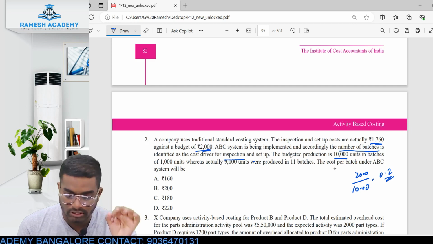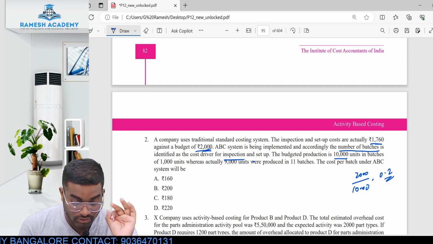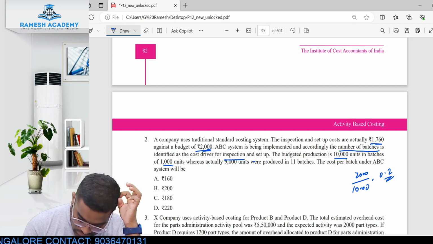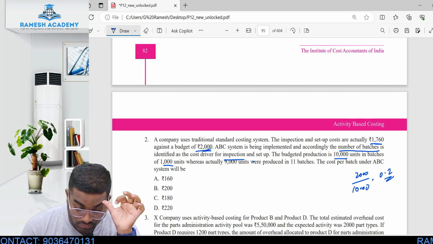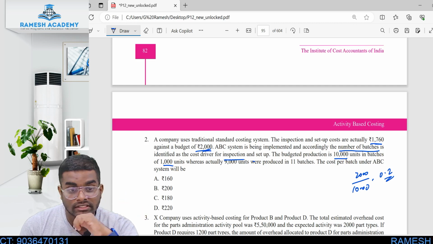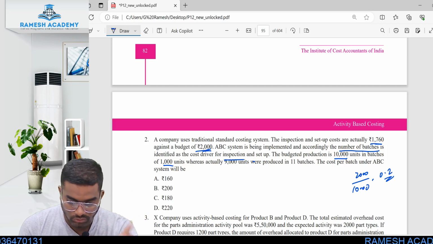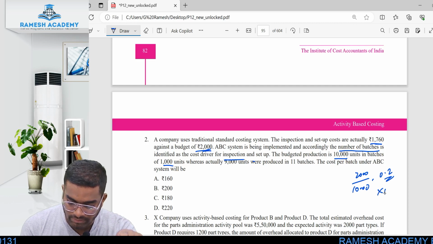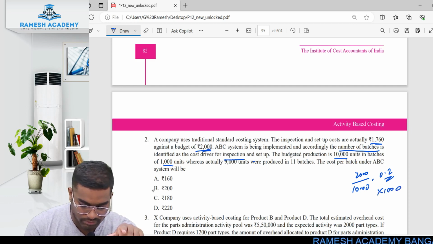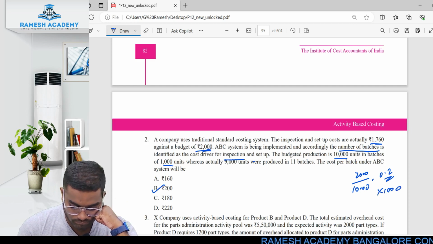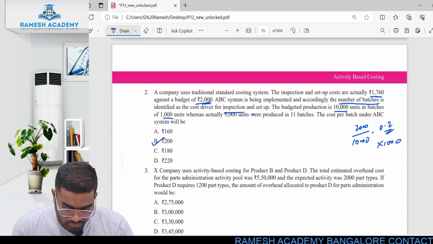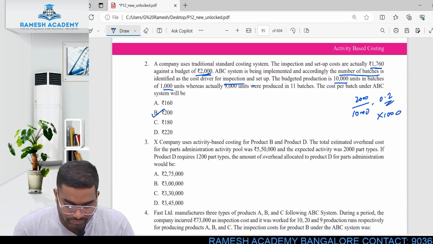The budgeted production is 10,000 in batches of 1000 units, whereas actually 9,000 were produced. The cost per batch under ABC would be, so they are asking cost per batch. In one batch it will be 1000 units, no? Just multiply by 1000. So it will be 200. That's it. Very simple. Next we will go to the third one. The third one is a very easy question.